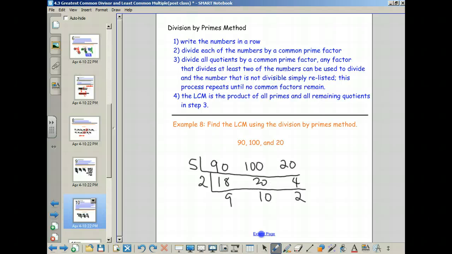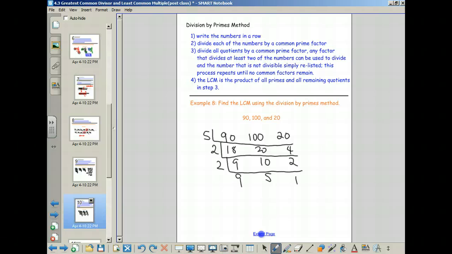But 2 of them do, right? So look back up here on step 3. It says divide all quotients by a common prime factor. Any factor that divides at least 2 of the numbers can be used to divide. So we're going to do this again. 10 and 2 are both divisible by 2. So you might look at this and say, but 9 isn't, and you're correct. So we're just going to rewrite the 9. We don't do anything with him. If he doesn't divide, he just gets rewritten. But 10 does divide by 2, so I get 5. And 2 divides by 2 to give me 1. And at this point now, 9, 5, and 1 don't have anything in common to any of them.